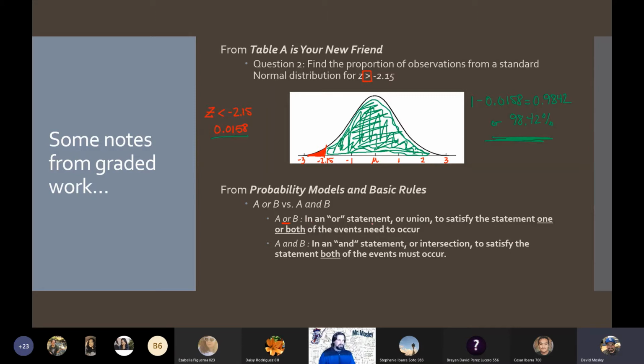Right? So in an or statement, or a union, to satisfy the statement, one or both of the events need to occur. In an and statement, A and B, or an intersection, to satisfy the statement, both of the events must occur. Right? So when things are mutually exclusive, the probability of A and B, of both things being satisfied, is 0. Can't happen. They're mutually exclusive. They don't have an intersection.